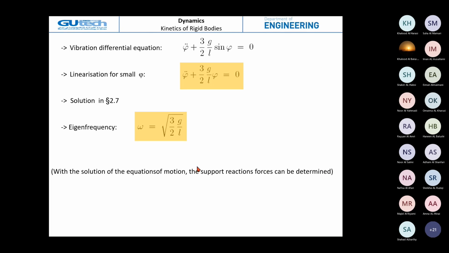Now, also with the solution of the equation of motion, that means the solution phi equals A cosine omega t plus B sine omega t. We get A and B with the initial conditions, and then the forces can be determined. The reaction forces or the support reaction forces can also be determined.